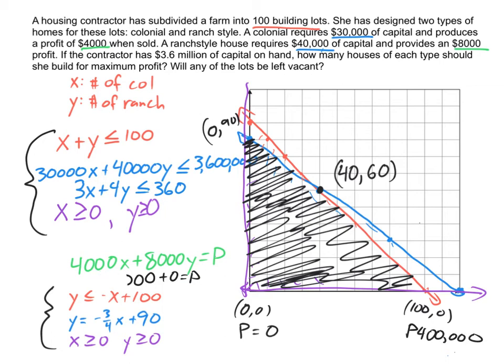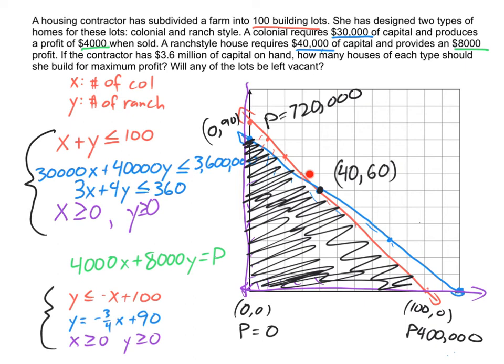And then I'm going to plug this point into there. So I have 0 times 4,000 plus 8,000 times 90. So that's going to be 0 plus 8,000 times 90, which is going to be 72, one more 0, so that's going to be 720,000. So P here is going to be 720,000.